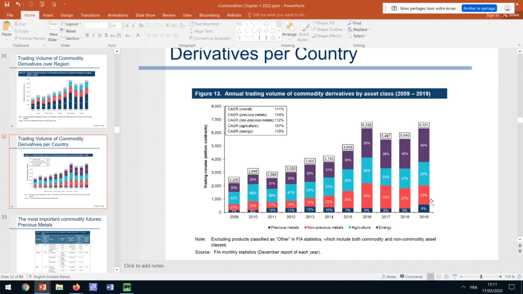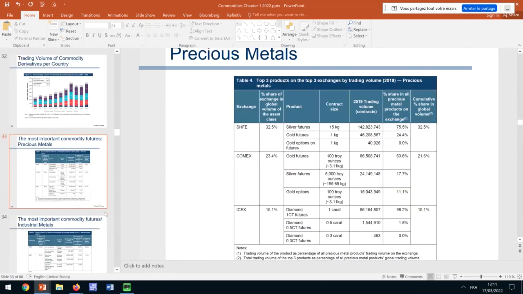then you have precious metals and non-precious metals. So precious metal is the very small part here. This is industrial metals, or non-precious metal, and you have a bit of agriculture. But the biggest part of the commodity market is actually energy.